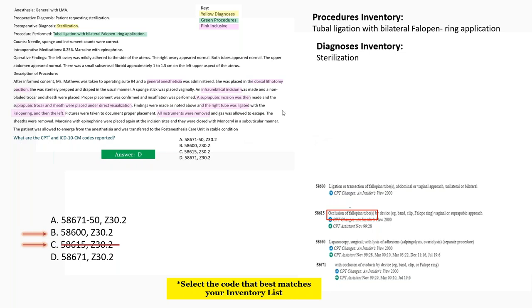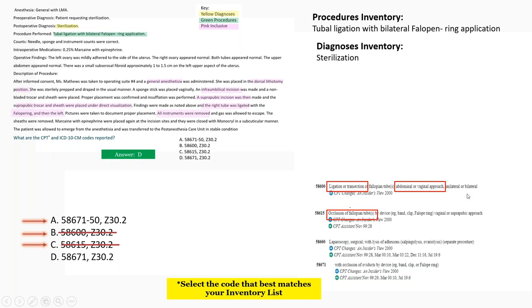As I said, this was a laparoscopic procedure. You can see here an infraumbilical, as I said, two incisions were made. An infraumbilical incision was made and a non-bladed trocar and sheath was placed through that. And then a suprapubic incision was also made. See over here. And a suprapubic trocar was placed under direct visualization. I hope the last image will help you have a better understanding of how the procedure was performed. So since the approach is wrong, option B is also incorrect.